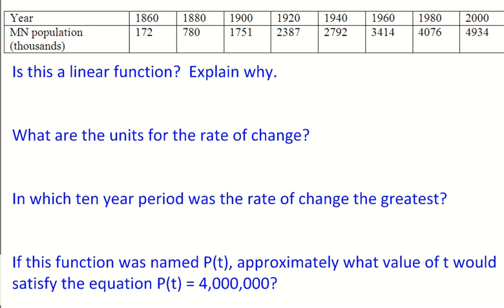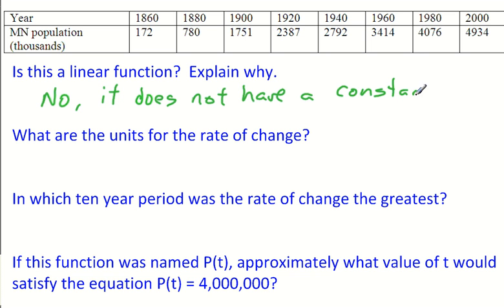And our first question here is, is this a linear function? So we think back to our knowledge from Algebra 1, and we recall that if it had to be linear, it has to have a constant rate of change. We noticed right in here that we went up about 600,000 people in these 20 years, and in the next 20 years, we went up nearly 1,000. So clearly it's not linear because it does not have a constant rate of change.